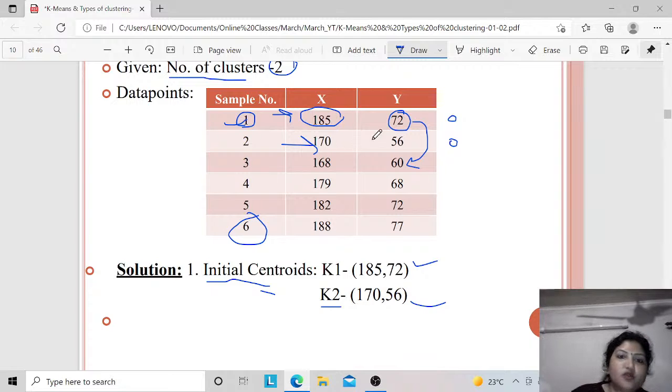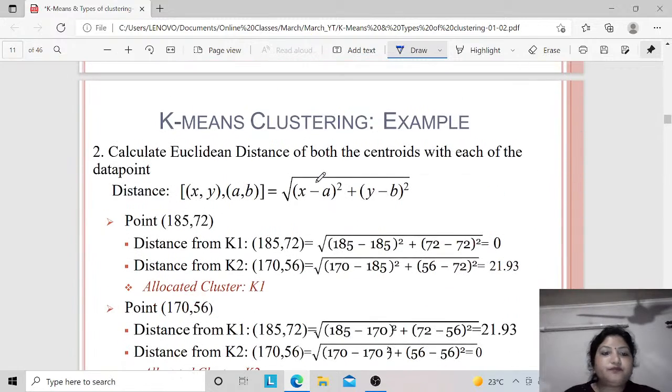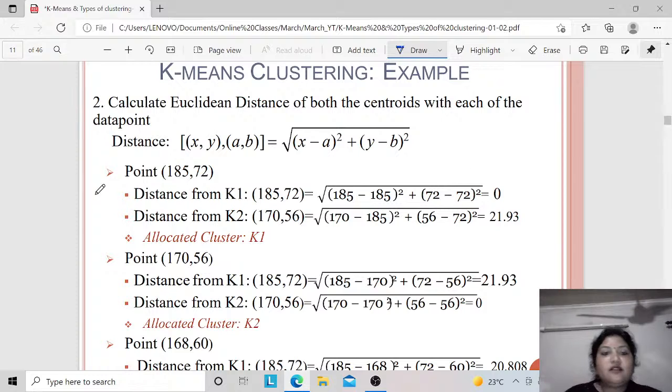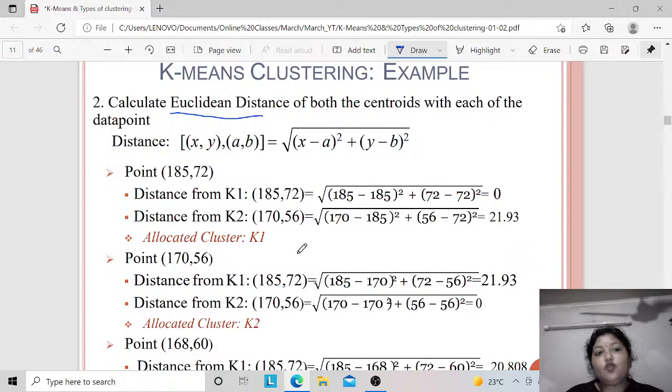So this is understood. It is not mandatory to do the evaluation on these 2 points, so let us start with the third point, that is 168 and 60. Before applying this, first we need to understand the method, that is the Euclidean distance method. The formula for using this is, you have your x and y data points, and this would be your centroids.